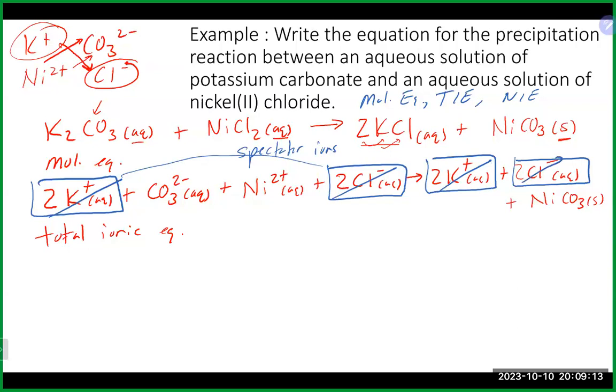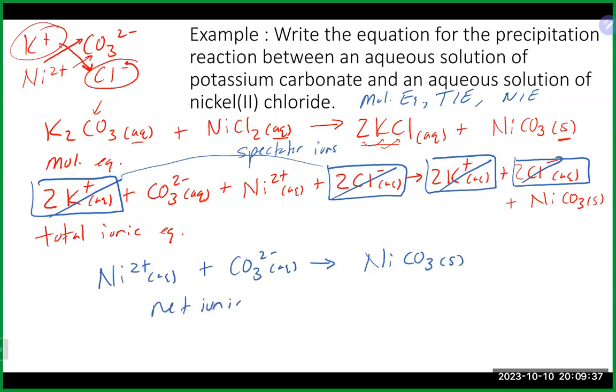Once we cancel out our spectator ions, we are left with what is truly happening in this equation, which is the nickel with a +2 charge from the nickel chloride is going to find the carbonate from the potassium carbonate, and they are going to join up to make the solid of NiCO3, and that will be our net ionic equation. Any questions on any of those parts there?